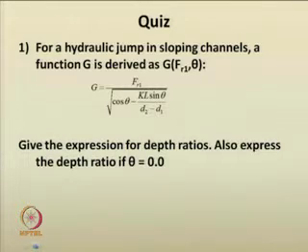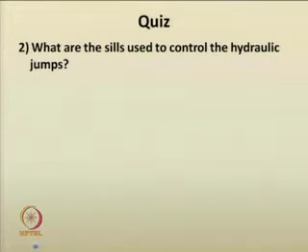So, the first question is: for a hydraulic jump in a sloping channel, a function g was derived, that is g is a function of Froude number and theta, if you recall. So, g was given in the following form. Give the expression for depth ratios. Also express the depth ratio if theta is equal to 0. Your second question: what are the sills used to control the hydraulic jumps? Briefly tell them, no need to describe them, just give the names.